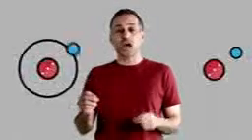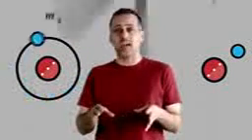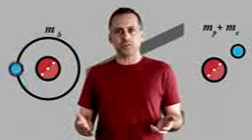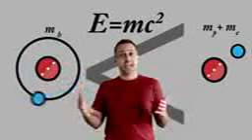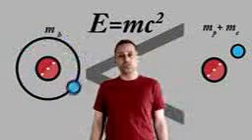A hydrogen atom has less mass than the combined masses of the proton and the electron that make it up. That's right, less. How can something weigh less than the sum of its parts? Because of this. And today, we're going to clarify what the most famous equation in physics really says.